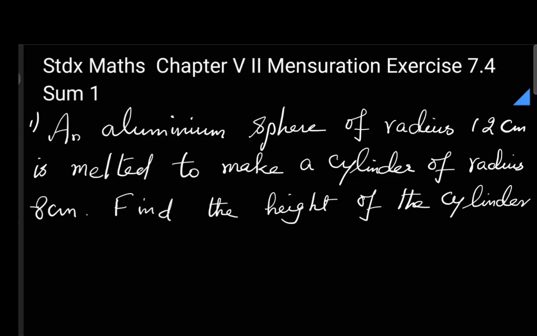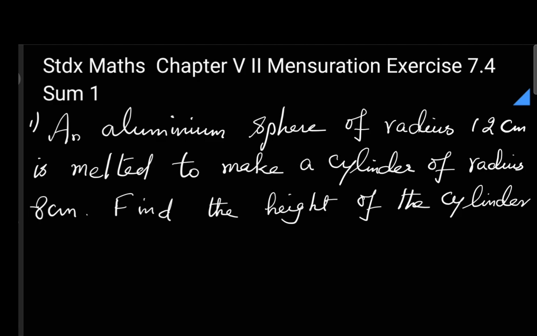Standard 10th Maths, Chapter 7, Mensuration, Exercise 7.4. First sum: an aluminium sphere of radius 12 cm is melted to make a cylinder of radius 8 cm. Find the height of the cylinder. The solid sphere whose radius is 12 cm is melted and recast into a cylinder.